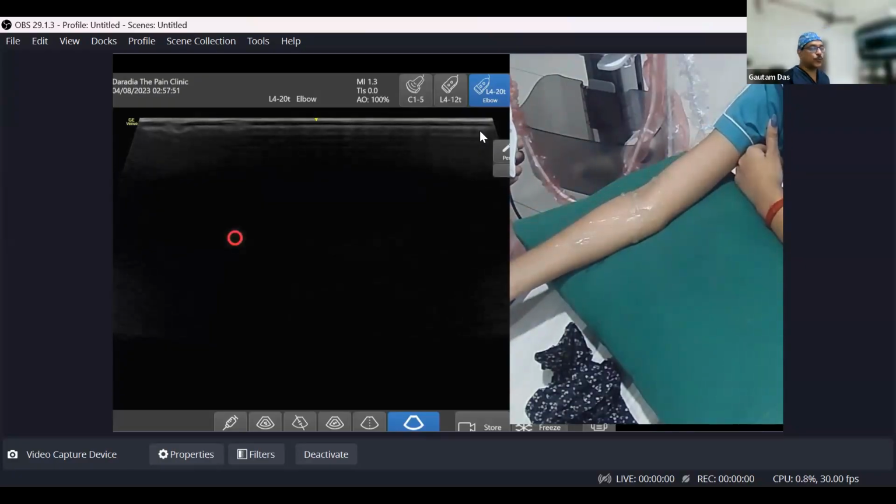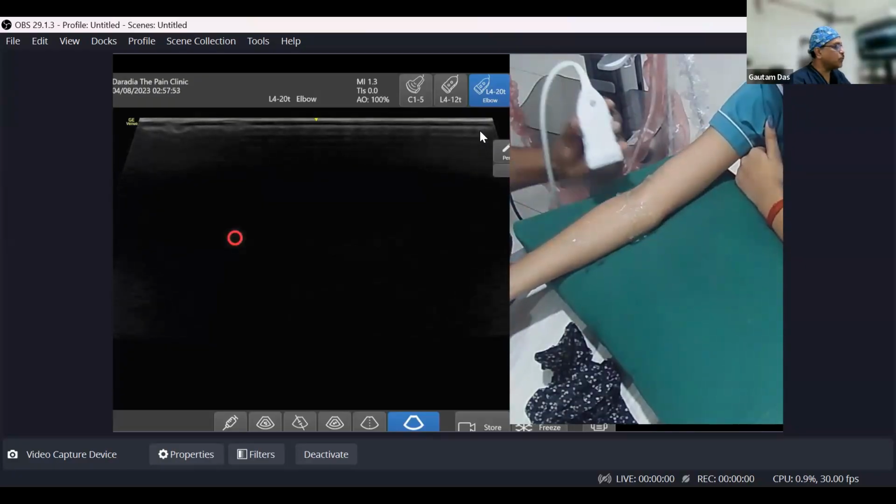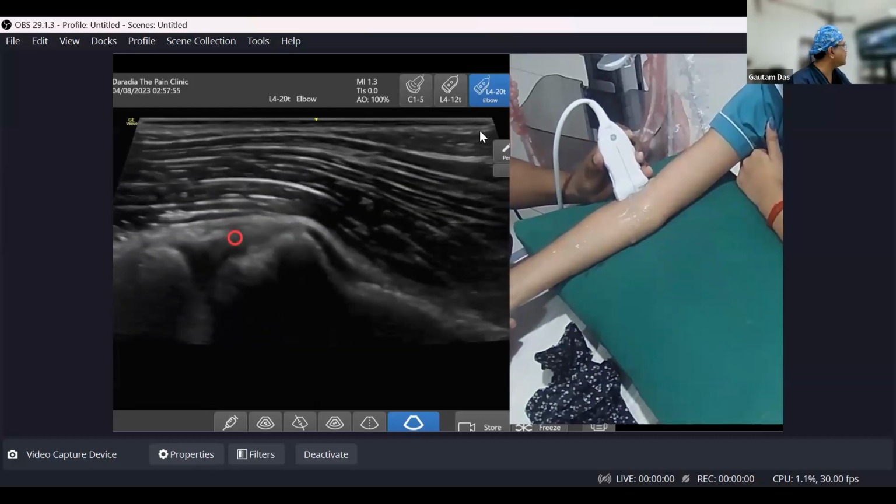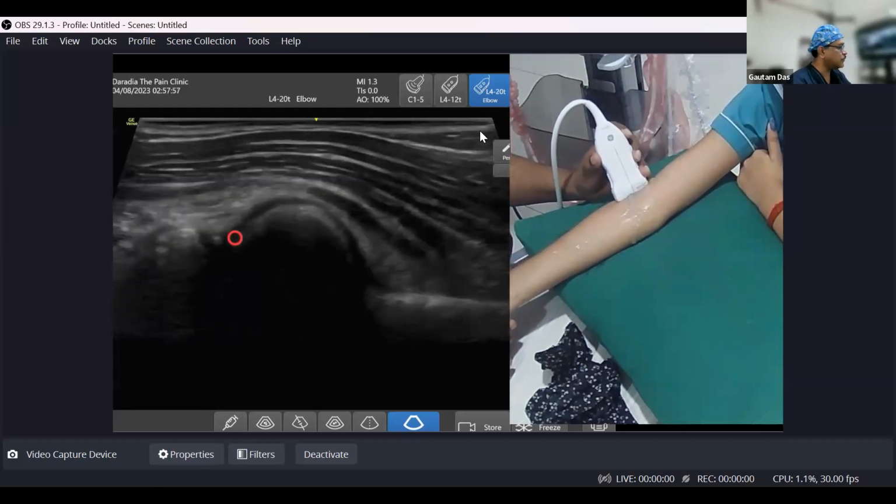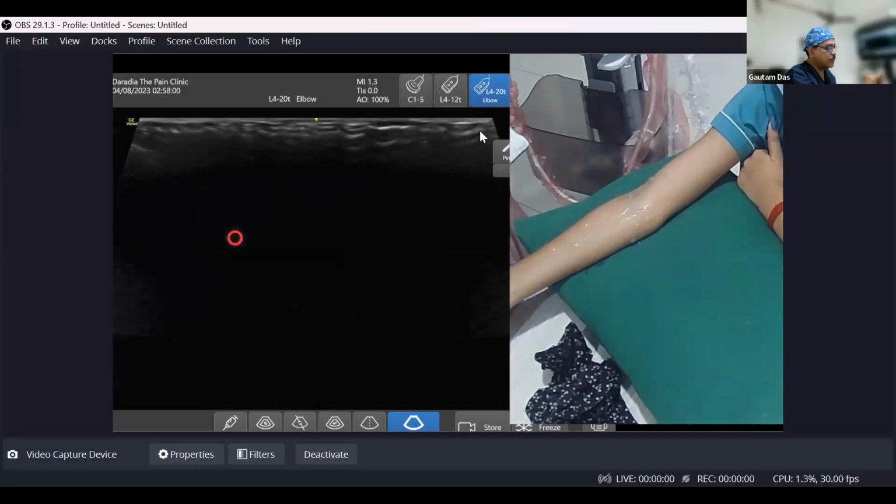I have forgotten to show you the two important joints, the radiocapitellar joint and the ulnar. Sorry, I forgot to mention those two joints. Let me show that, then I'm coming to the medial part.